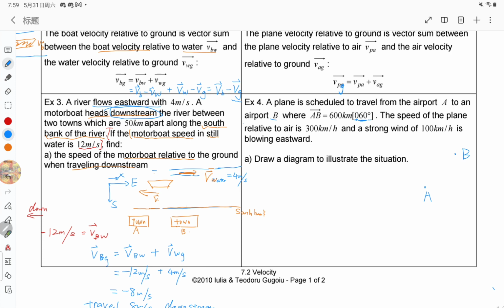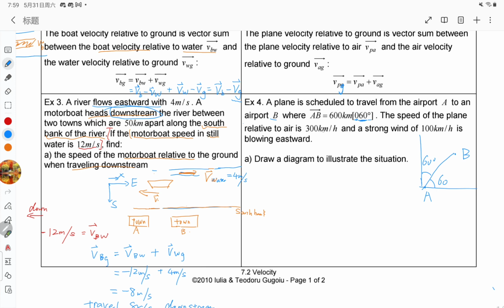Even like 60 degree. Like, should I say this is 60 degree, or this should be 60 degree? You can correct me if I'm wrong. Okay. It didn't even specify the north or any. Okay, let's keep reading.